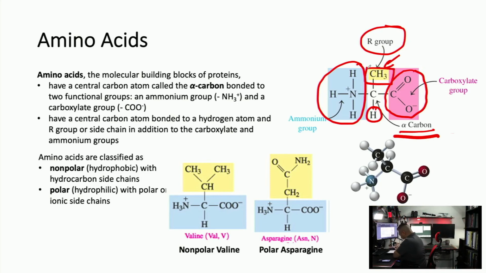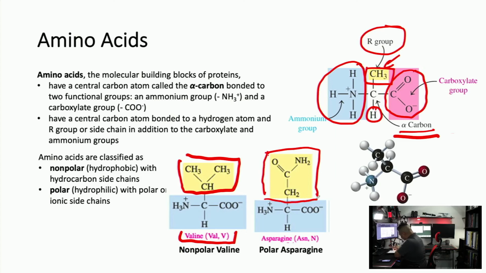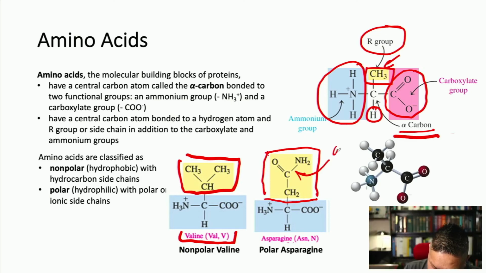So here are some examples. We have valine here, and valine's R group is this CH, CH3, CH3, this alkyl group. Whereas on asparagine, the R group is the CH2 and then the amide group, this amide right here. So those are two different amino acids right there.